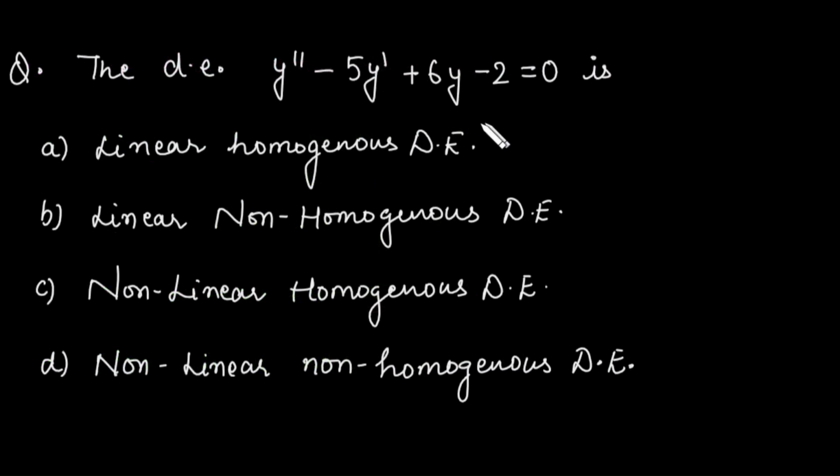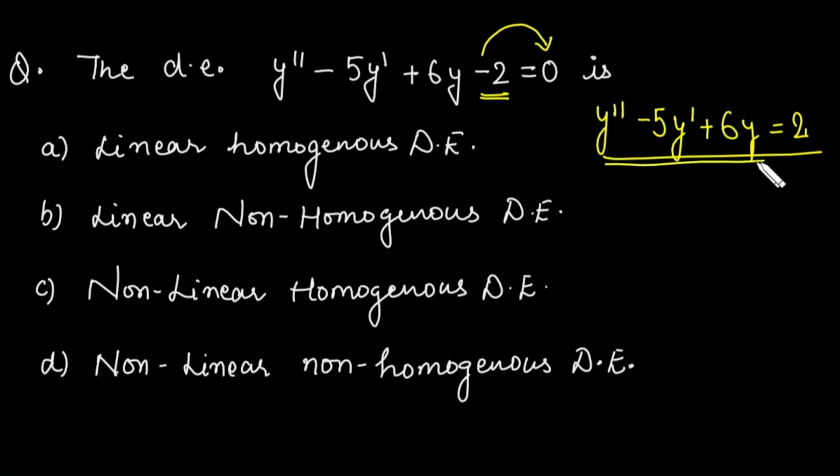Next, the differential equation is a linear homogeneous differential equation, linear non-homogeneous differential equation, non-linear homogeneous differential equation, or non-linear non-homogeneous differential equation. So we need to observe this case. First, the dependent variable is y, then its first order derivative, then its second order derivative. Now there exists one term that is not depending upon y and its derivatives, so we can take that to the right hand side. So we can write this as the second order derivative minus 5 times the first order derivative plus 6y is equal to 2. Now, is this differential equation homogeneous or non-homogeneous? Non-homogeneous, because of this term. So clearly A and C are incorrect options because they are saying homogeneous differential equation.